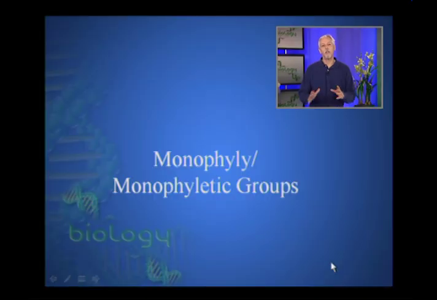Now, our goal in classification is to establish what we call monophyletic groups, or monophyly. And in that situation then, our taxonomic groups all trace from a common ancestor. That would be the goal of monophyly. Organisms within a particular group trace back to a particular ancestor.